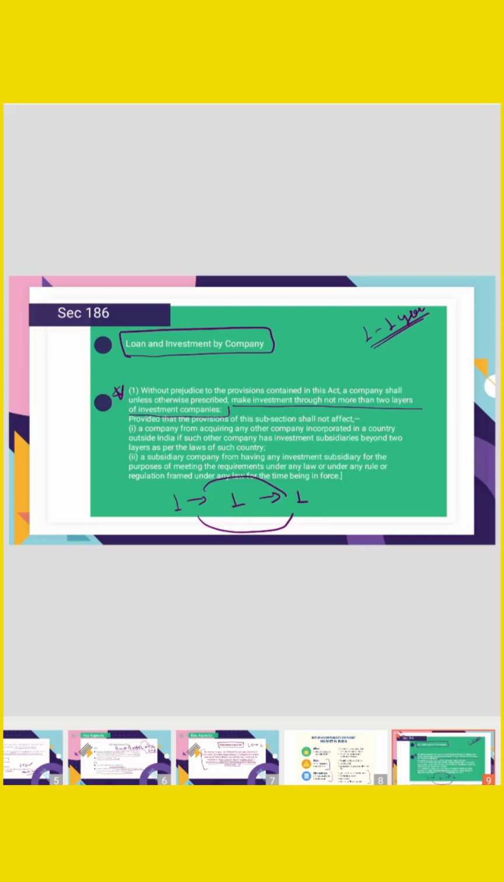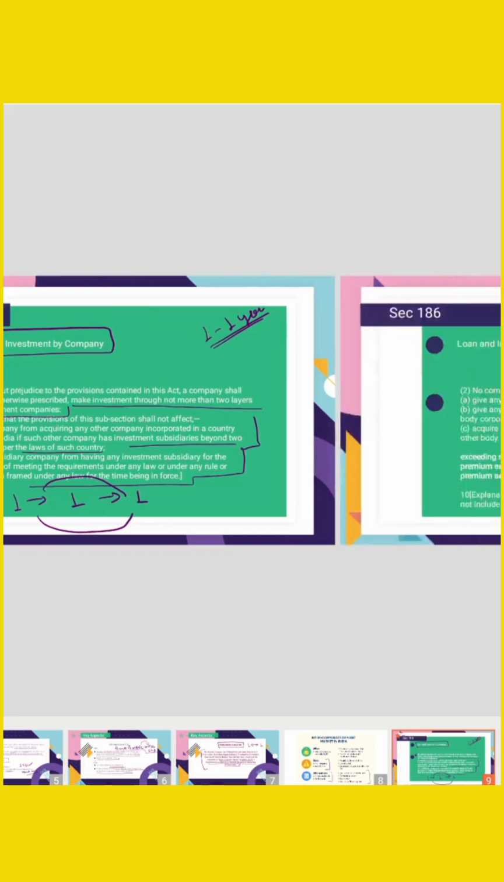Provided that the provision of the section shall not affect a company from acquiring any other company incorporated in a country outside India, if such other company has investment subsidiaries beyond two layers as per the law of that country, or a subsidiary company from having any investment subsidiary for the purpose of meeting requirement under any law or under any rule or regulation framed under any law from the time beginning. I mean, if otherwise provided by the law, it cannot be done. If the law of a particular country allows that, then it can be acceptable.